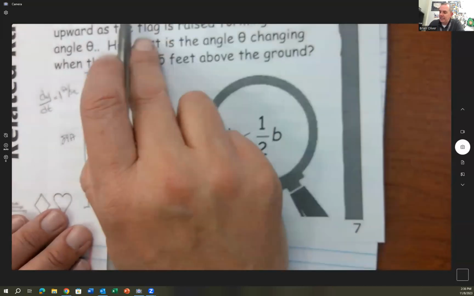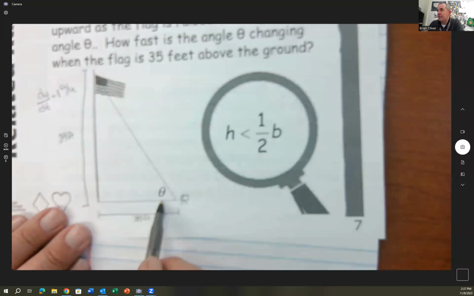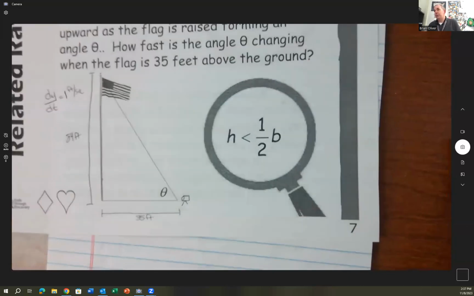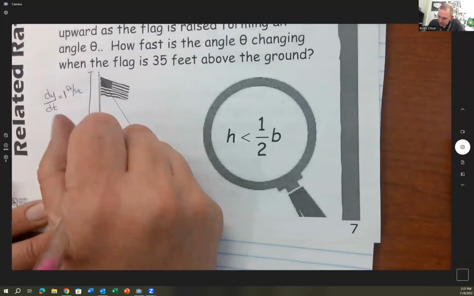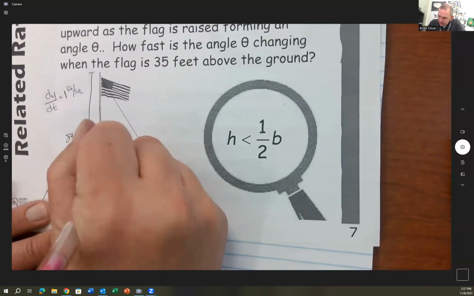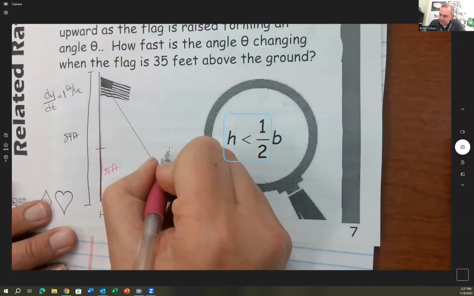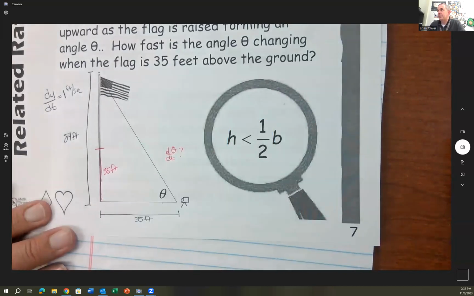So now what's happening is the camera rotates upward as the flag is raised, forming the angle theta. How fast is the angle theta changing when the flag is 35 feet above the ground? So what it's saying is, when this height right here is 35 feet, what is going to be d theta/dt? That's what it's asking us.